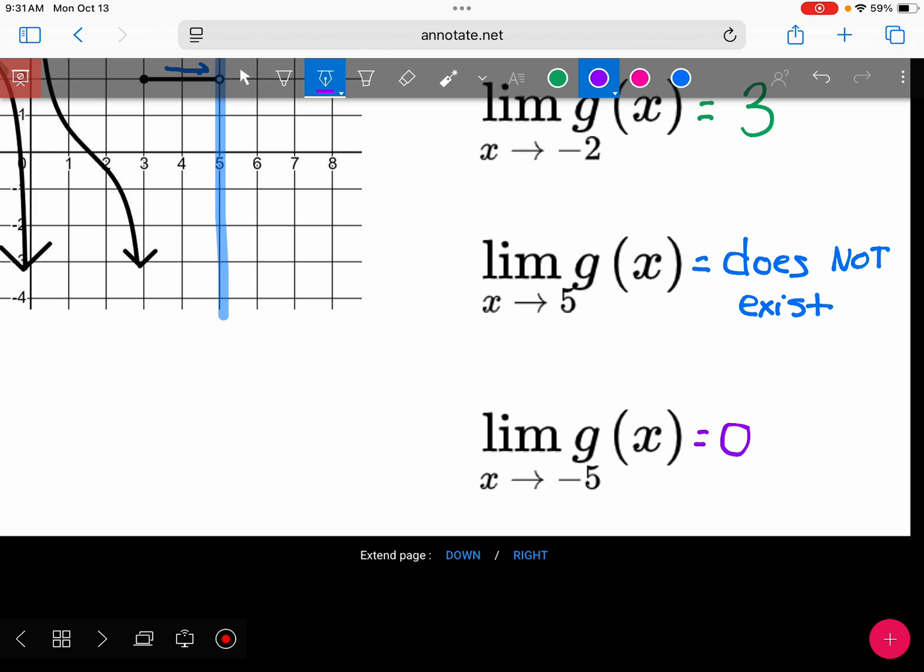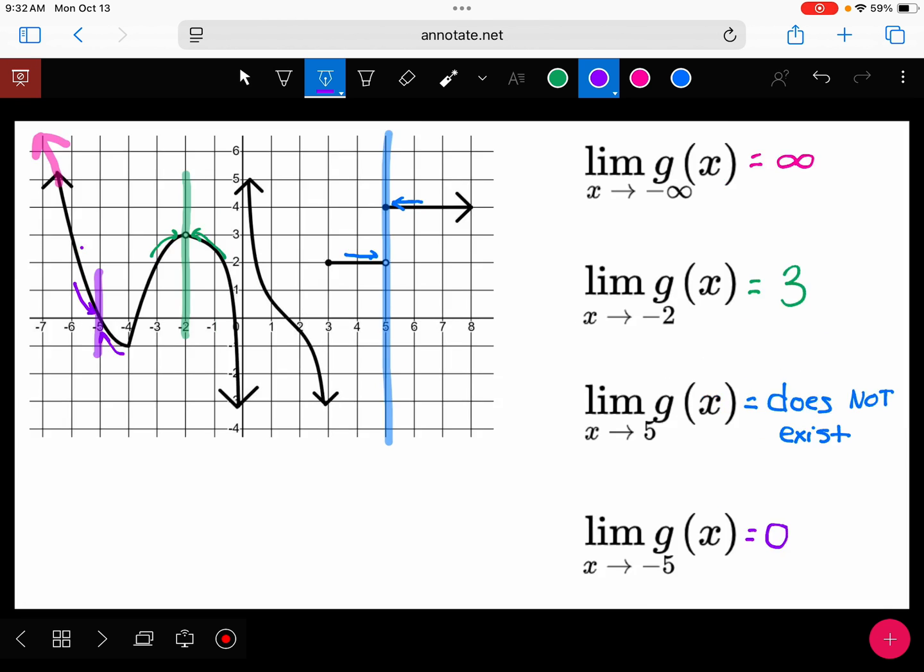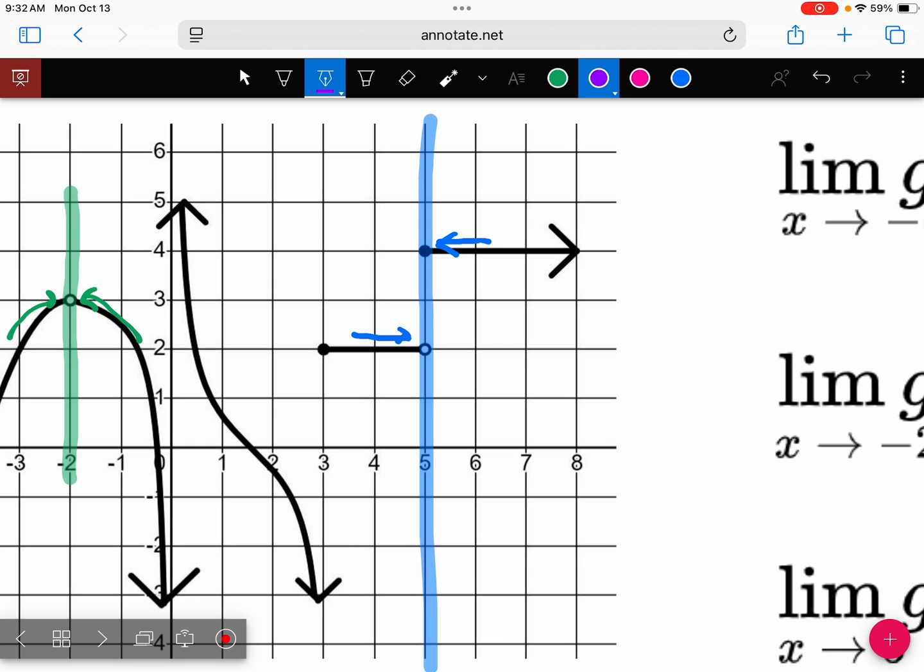For number 3, I thought it would be 4 because of the discontinuity. That would be if we had g of 5. If I just wanted to know the value of g at x equals 5, you'd be absolutely right. Or if we were looking at the limit from the right, it would be 4. But since I come from the right and from the left and get different limits, I don't have a limit here. I have a value, but I don't have a limit.